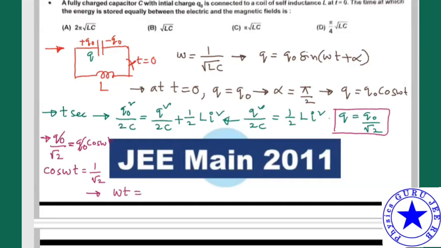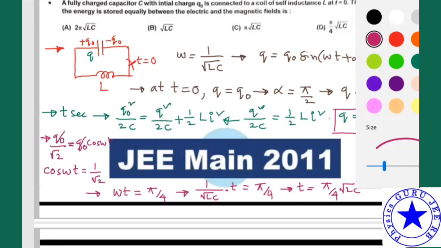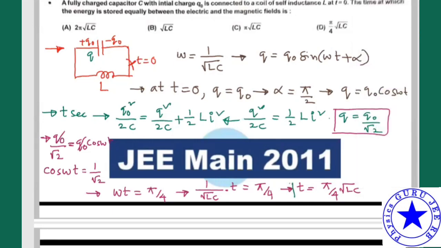Cos value becomes 1 by root 2 at an angle of pi by 4. So omega, which is 1 by root of LC (resonance condition), into t equals pi by 4. Simply I can write t equals pi by 4 under root of LC. So this is the final expression we require, right? So t is the time.